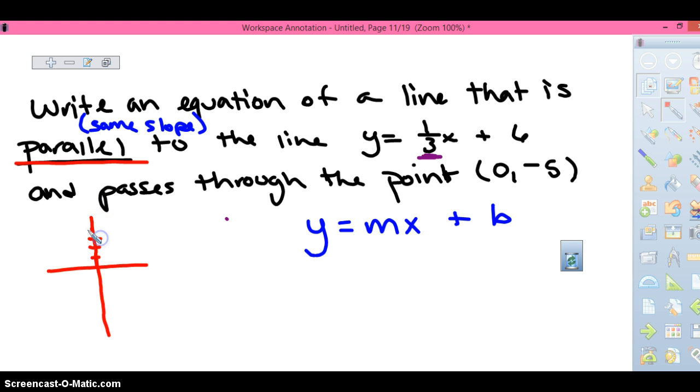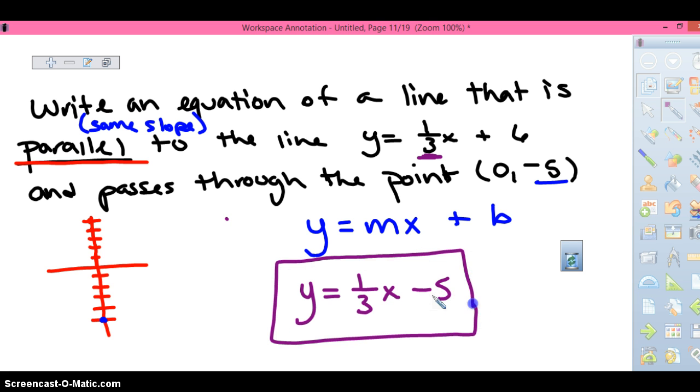1, 2, 3, 4, and 5 on the y-axis right here. Oh, I'm sorry, negative 5. So we would find it 1, 2, 3, 4, 5. This would be the y-intercept of the parallel line. So we can say y equals the same slope, 1/3 x minus 5. Why minus 5? Because the y-intercept is negative 5.